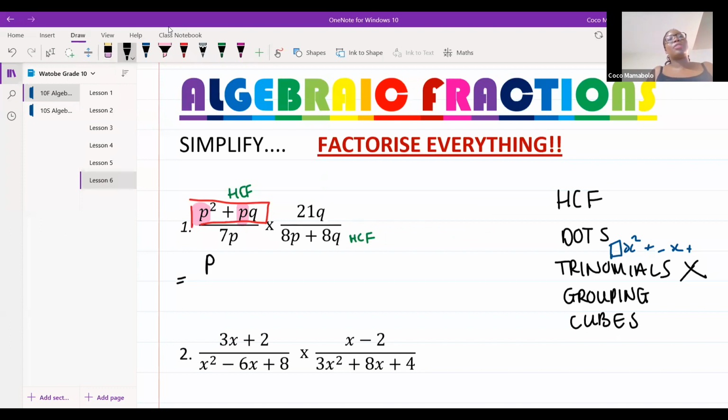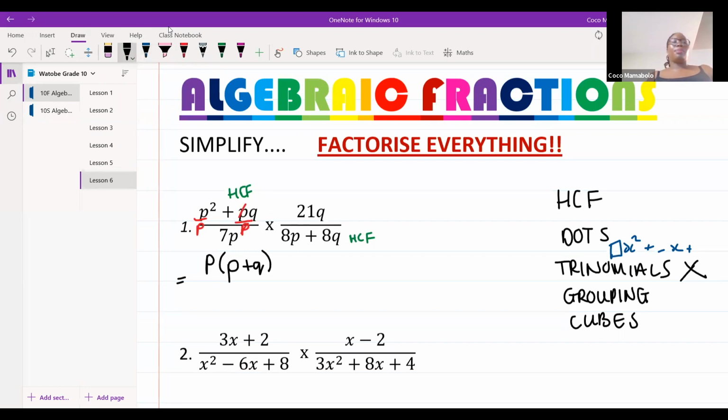So if I take p out as a common factor, over here, I'm going to have p squared divided by p, and that's going to leave me with just p. And over here, I'm going to have pq divided by p, and p divided by p will give me 1, and I will have q left.